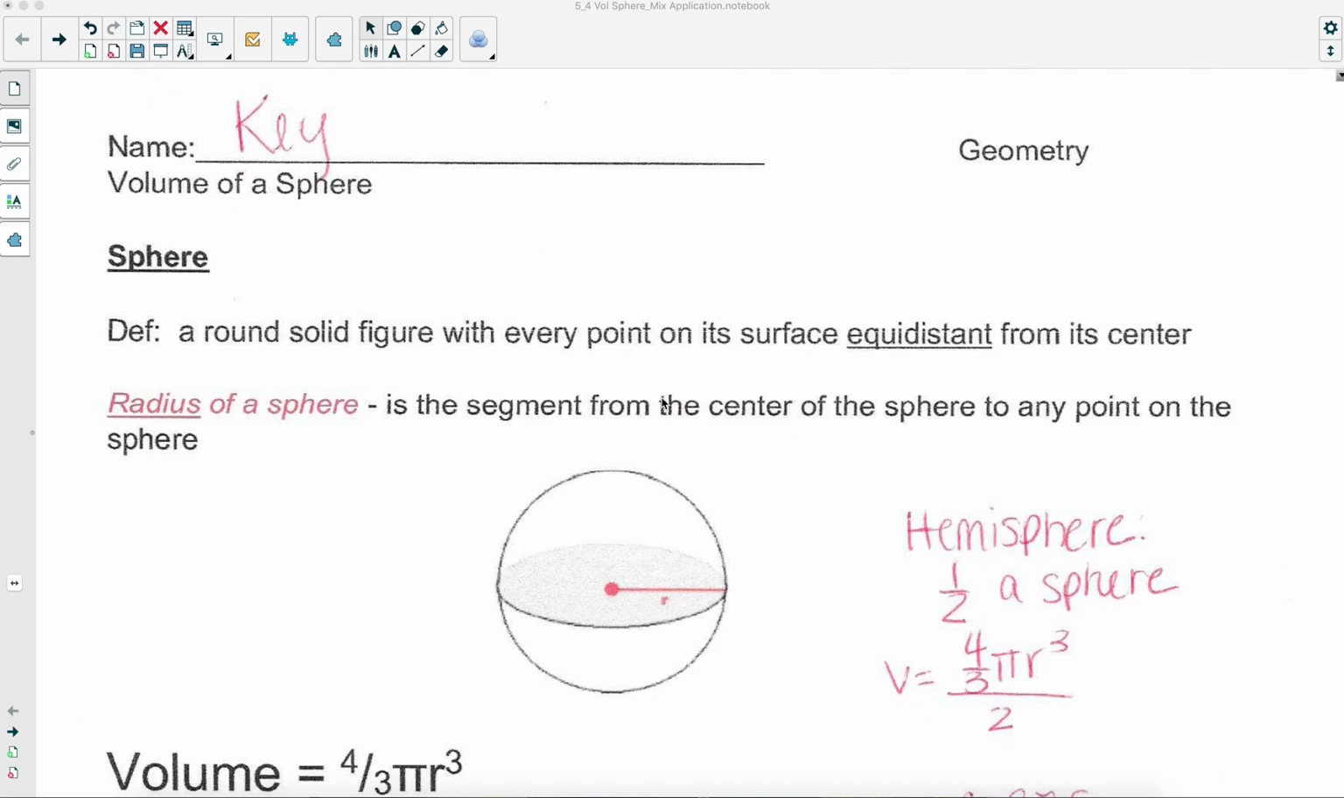Today's lesson is going to be volume of a sphere. The sphere is the last three-dimensional shape that we're going to discuss the volume of. So I guess it is only appropriate to first start with the definition of a sphere.